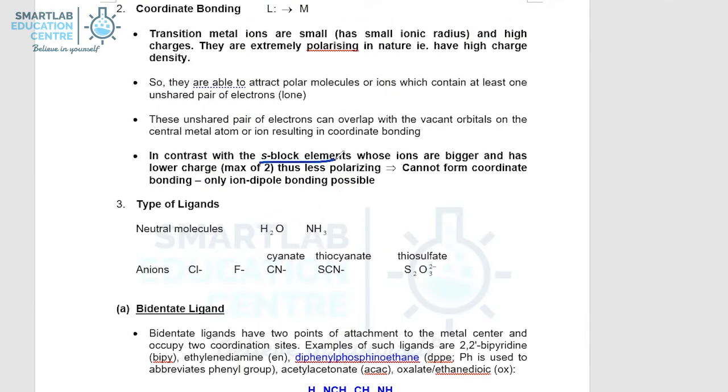We want to add that S-block metals are less likely to form complex ions because their ions are bigger and their charge is lower, given that they can only lose 1 or 2 electrons from their valence S subshell. Because of this, they are unable to form coordinate bonds and are more likely to form ion-dipole attraction forces with the ligands.